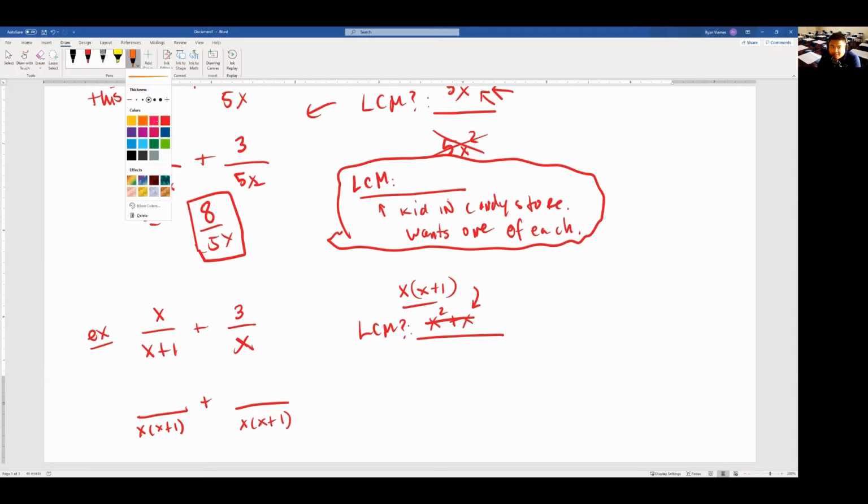Let's use green. What do I need to multiply by? What giant one would change this to this? This is X plus 1. This is X. What is the giant one? Not 1 over 1.